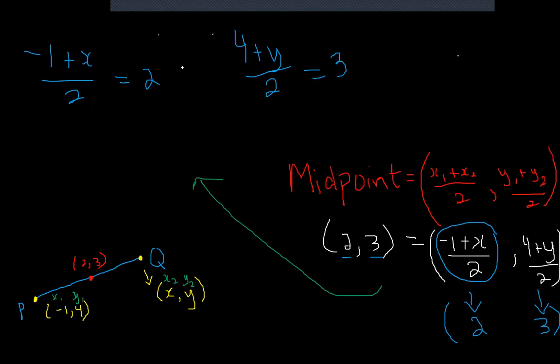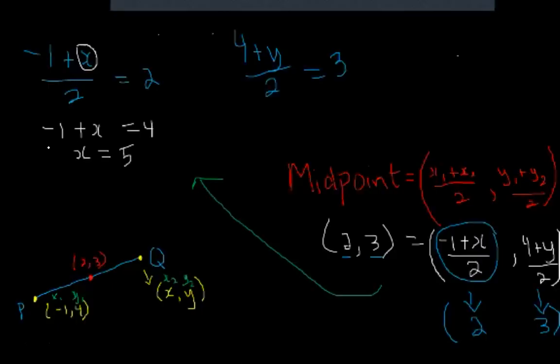So just transpose. Transpose means to make something the subject of the formula. What we're trying to find now is the value of x. So we need to make x the subject of the formula. So this would become 1 plus x is equal to 4. X is equal to 5. If anybody doesn't know how we got x is equal to 5, let me know.